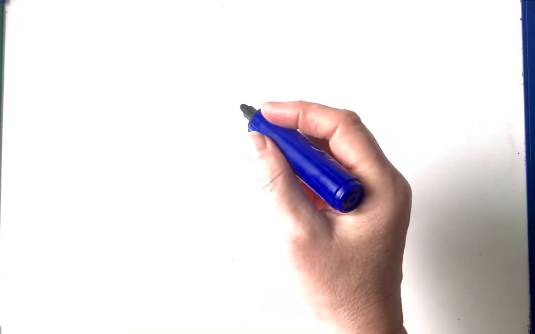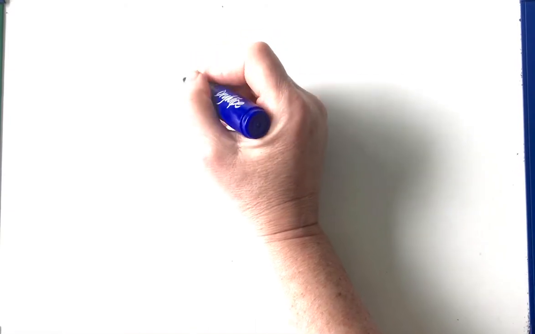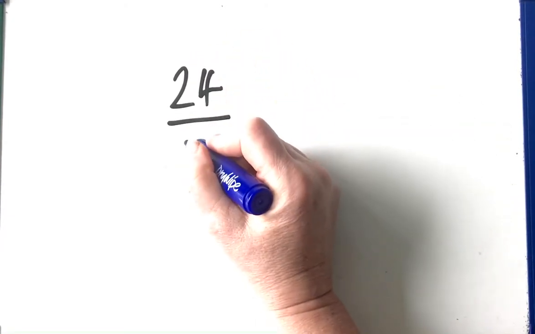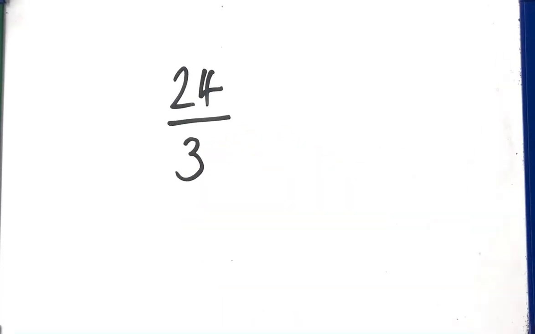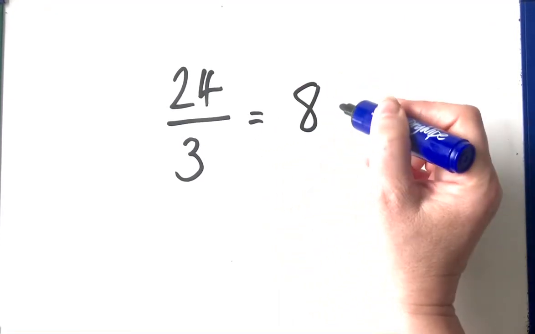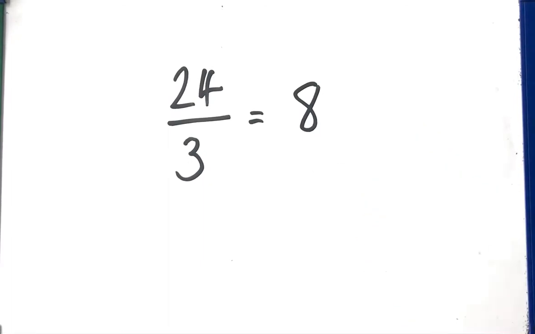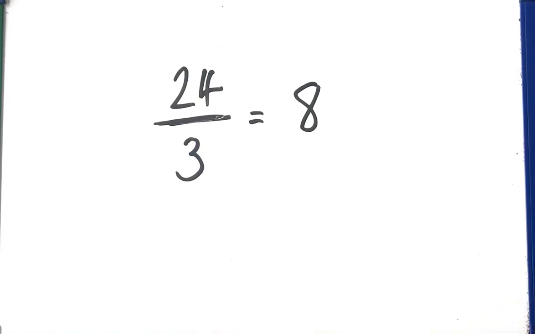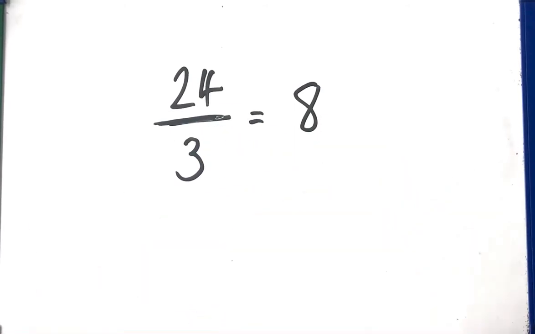Let's have a look at this one. So we have the improper fraction, 24 over 3. Oh, 3's into 24 go 8, and there isn't a remainder. So it's just a whole number. Not really a mixed number, but this illustrates the point that the fraction sign is just a divide. How many 3's go into 24?